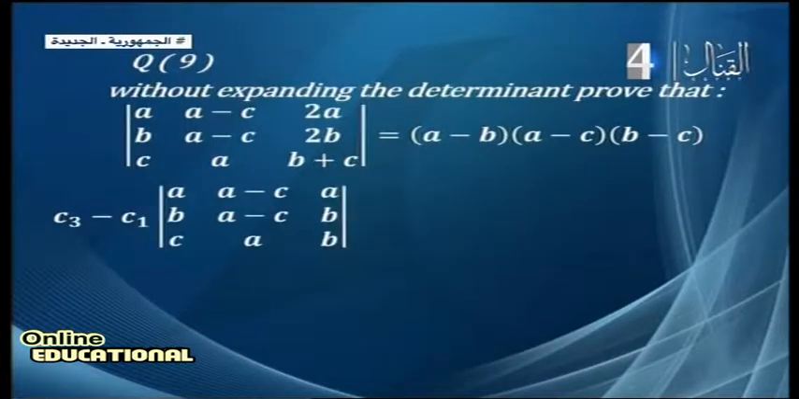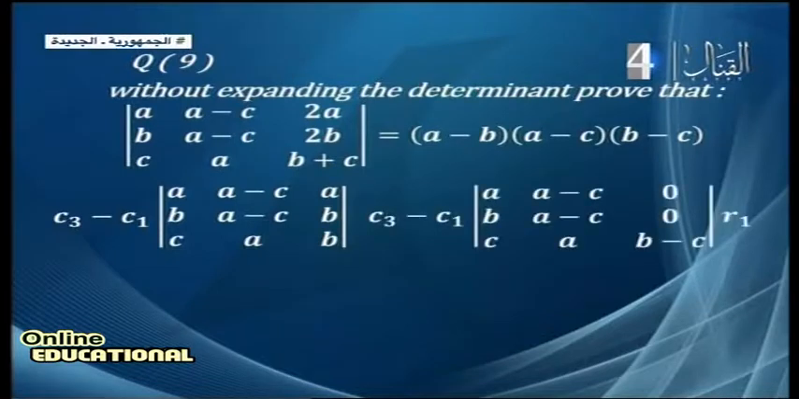Start from C3 minus C1. If we subtract C1 from C3, look at C3: 2A minus A equals A, 2B minus B equals B, B plus C minus C equals B. The third column is A, B, B. The first column is A, B, C.